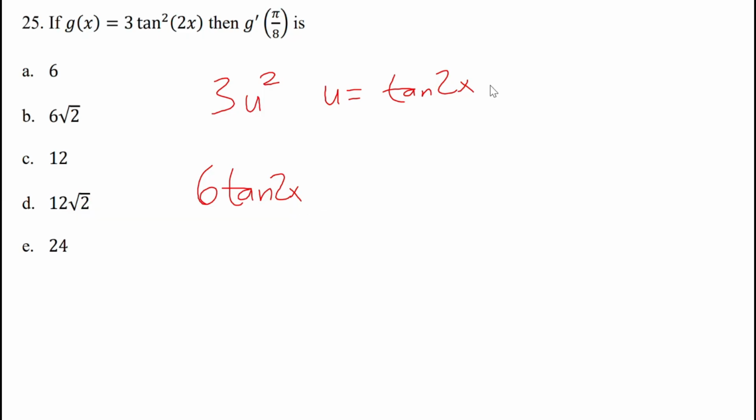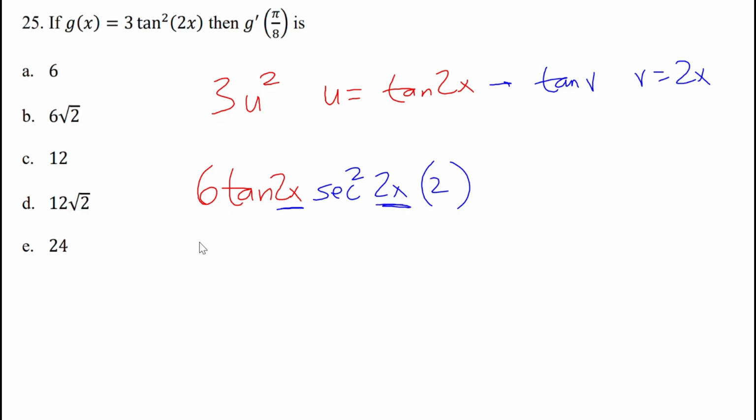Well, we need to remember that the tangent of 2x is the tangent of v, where v is 2x. So we get times secant squared v, or secant squared 2x, and then times the derivative of 2x, which is 2. So we'll evaluate this at pi over 8. Well, 2 times pi over 8 is pi over 4, so both of those are going to become pi over 4s. So we have 6 tangent pi over 4, secant squared pi over 4, and then times 2.